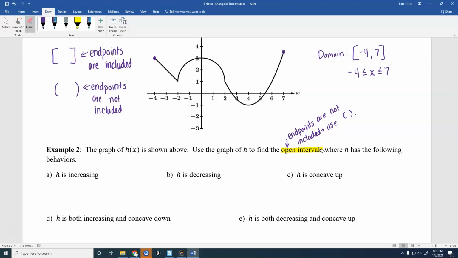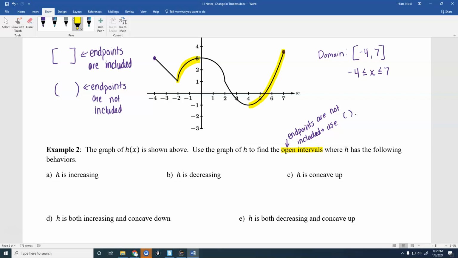So that is what AP does when there are mathematical controversies. They just avoid asking about it. They have specifically told you open intervals, so we're going to use parentheses on everything. So that's what we're going to do here. Let's do some more. We want to know, first of all, where H is increasing. So we're just thinking left to right where this graph is going up, right? So that's this piece right here and this piece right here.